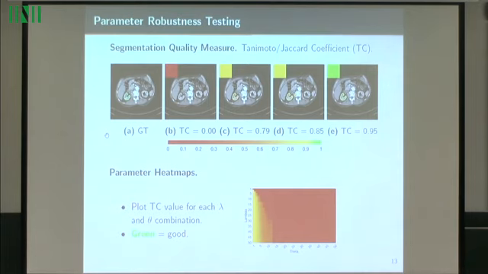Once we have this measure between 0 and 1, we can plot parameter heat maps. These look at all combinations of lambda and theta in that model, and we give a value for the Tanimoto coefficient. The more green there is in our heat plot, the better, because it means we're getting perfect or good segmentations for a vast range of combinations of parameters.